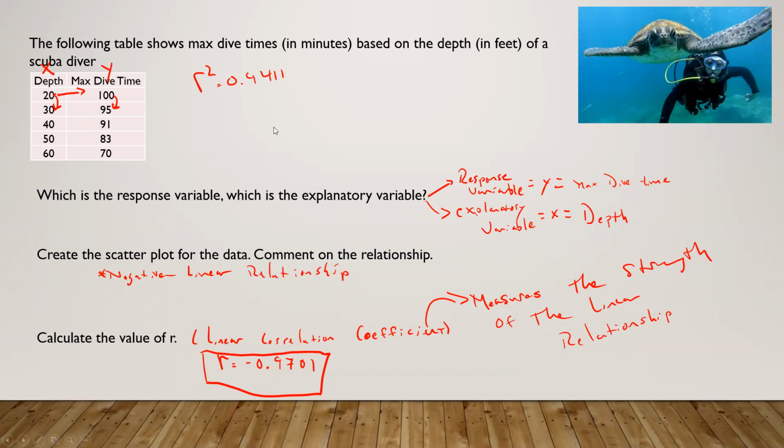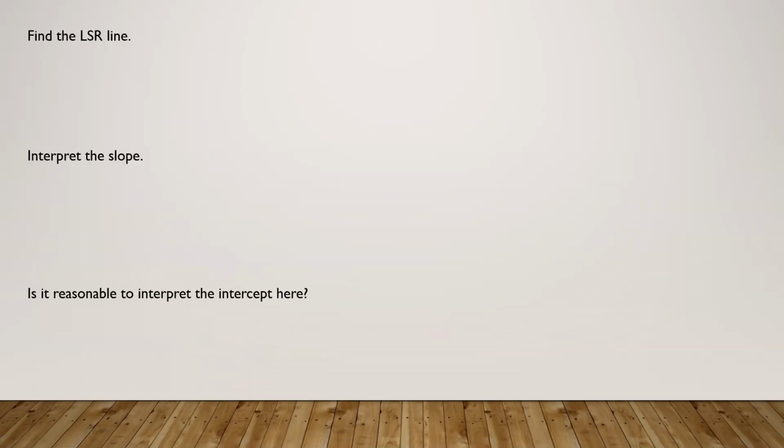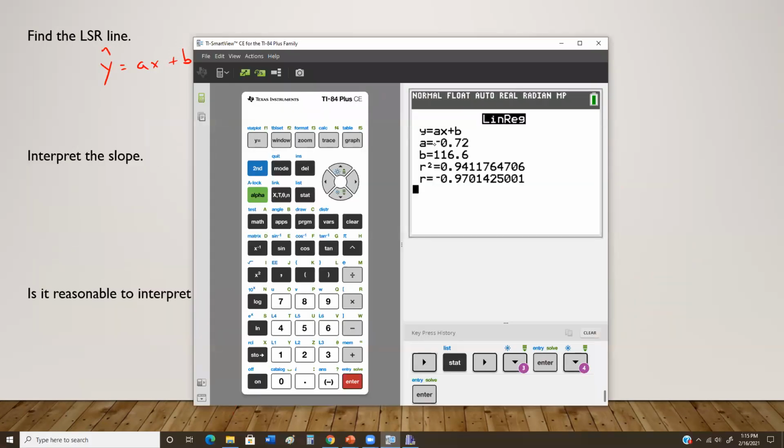All right, so let's go into some next things, okay? Next, it says find the least squares regression line. Okay, LSR, the least squares regression line. So the least squares regression line is this: Y hat is equal to AX plus B. Well, look back on your calculator. Does it give you A and B right here? Yeah. So look, A is equal to negative 0.72 and B is equal to 116.6.